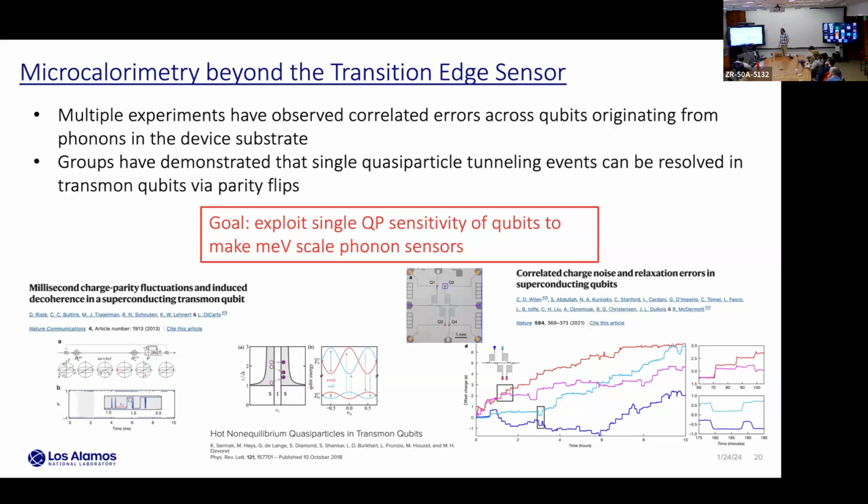And then also, a lot of groups have shown that there's designs of qubits and readout protocols in which you can observe the tunneling event of a single superconducting quasi-particle tunneling across that junction in real time and track how many tunnels have occurred. And so we want to take both those facts and see if we can make a better sensor.